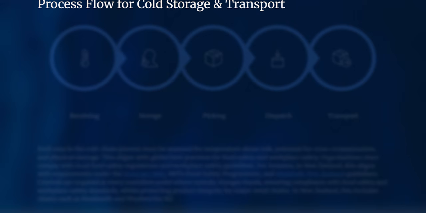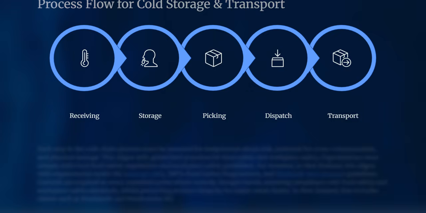Let's look at the process flow for cold storage and transport. When we receive, we need to maintain control at the interface, including the temperature. During receiving, we need to conduct robust checks: receiving inspection, receiving note, and temperature control, and adherence to the requirements of the customer, of the legislation, and of the product.